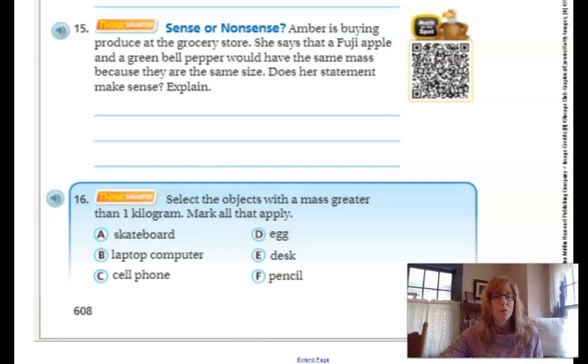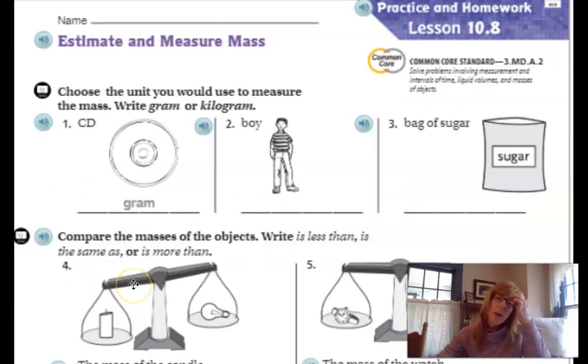All right, we're going to move on. So this is your practice and your homework. I'm going to give you a couple of seconds. You're going to pause the video. You are going to choose the unit that you would use to measure. You're going to write gram. Remember, gram is very light. It only has 4 letters. If I held 4 letters in my hand, it would weigh less than 8 letters. 8 letters would be down here because it has more mass. Okay, more letters. All right, so I'm going to pause the video. You guys do your work and then come back to me.